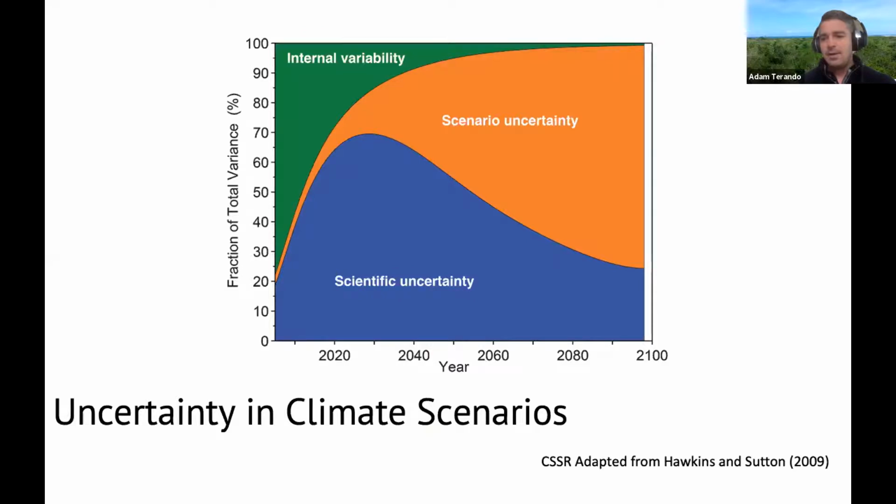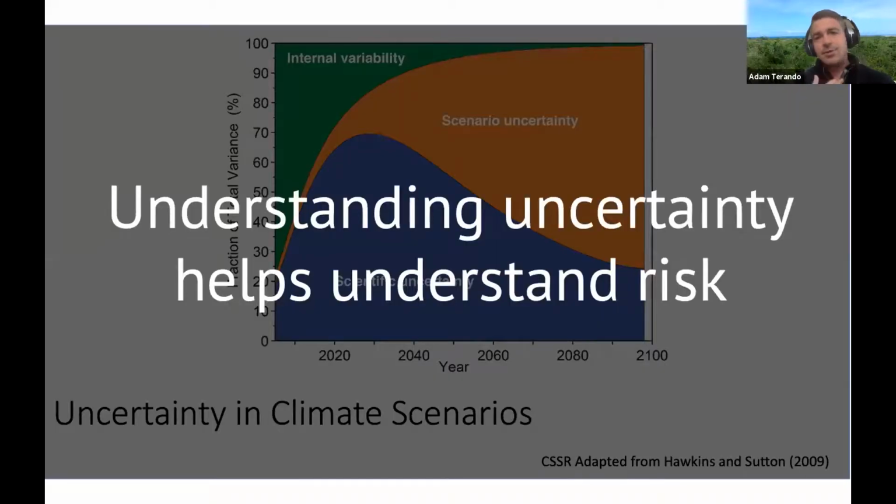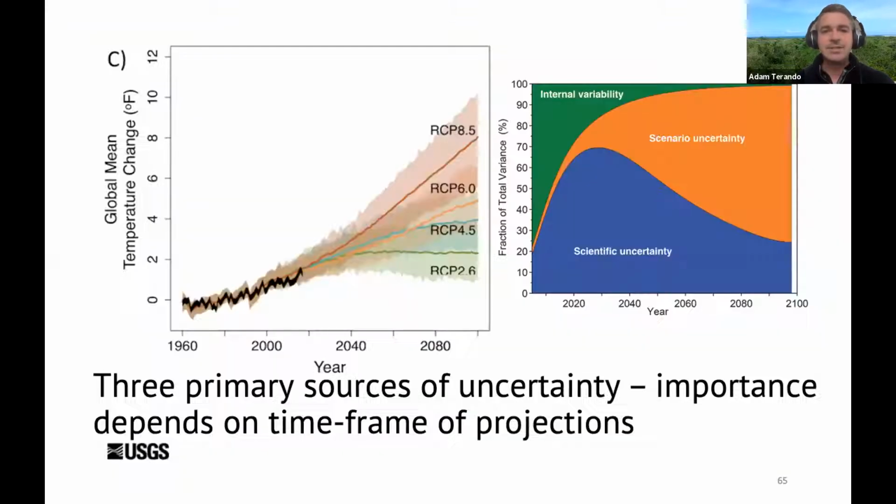Okay, so just going to go into a little bit more depth here in terms of uncertainty in these climate scenarios. The reason we're doing that is because understanding this uncertainty helps us understand the types of risk that we face. There are three primary sources of uncertainty, and I've already alluded to some of these. The importance really depends on the time frame of the projections, and of course the time frame of the decision that we're trying to make.